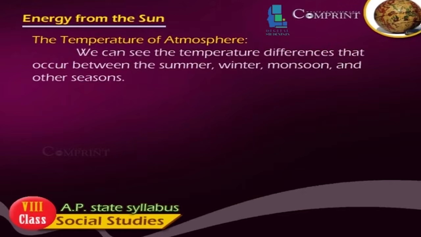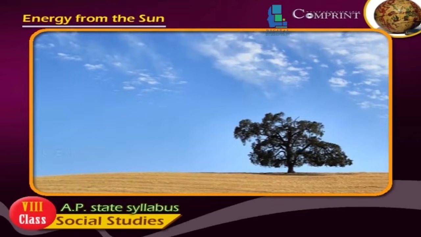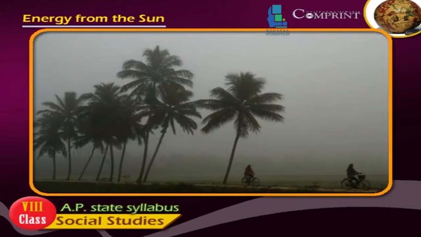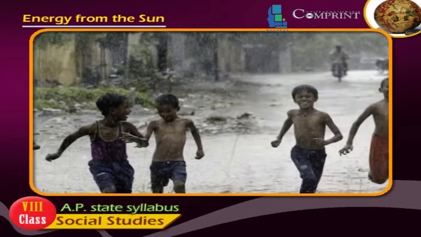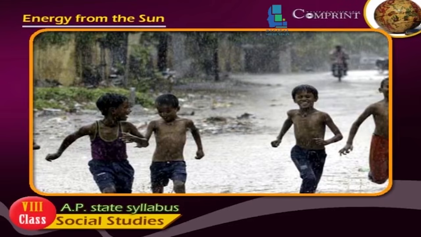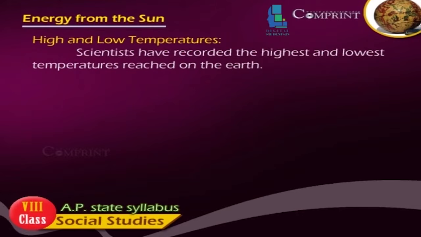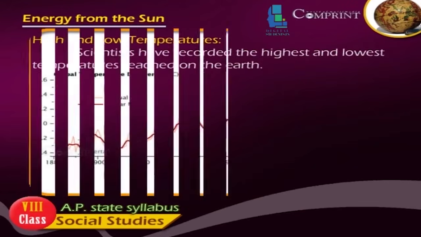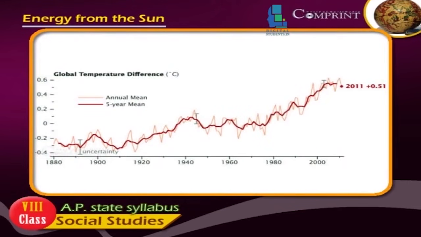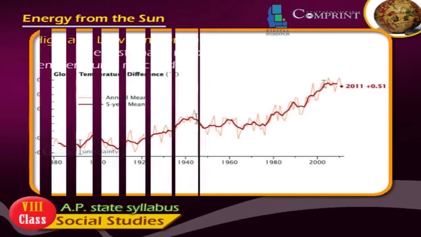The temperature of the atmosphere. We can see the temperature differences that occur between the summer, winter, monsoon and other seasons. High and low temperatures. Scientists have recorded the highest and lowest temperatures reached on the Earth.